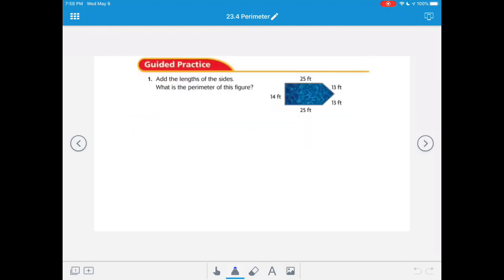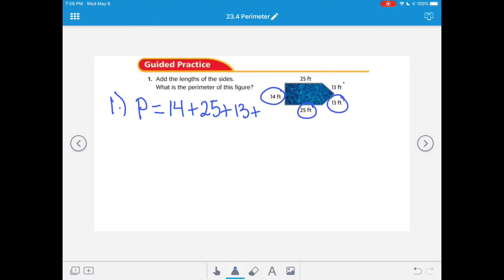All right, let's put these to practice and start working on perimeter. So again, perimeter is just the sum of all of the sides put together. So for number 1, to add the lengths of sides to figure out what the perimeter is of this figure, we're going to write P equals, and then we're going to add all of those sides together. So I'm going to start right here with the 14 feet plus 25 feet plus 13 feet plus 13 feet plus 25 feet.